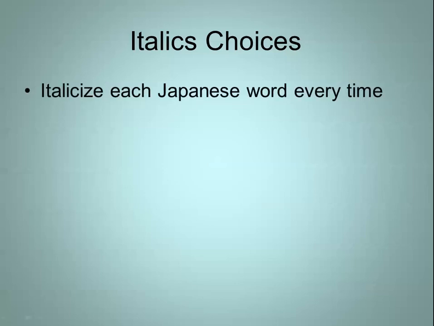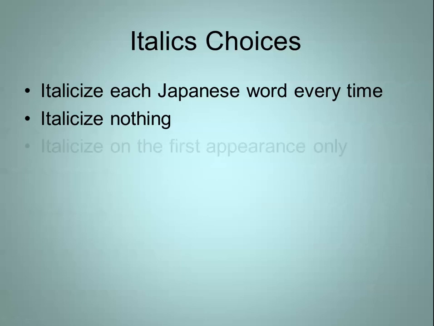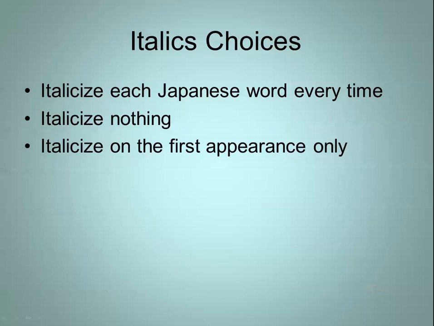One of your choices might be to italicize each Japanese word every time it appears in your paper. Pretty straightforward. Or you might decide, I'm not going to italicize anything. I wouldn't recommend that personally. Or you might decide, I'm going to italicize a foreign word, a Japanese word, on the first appearance only, and then every subsequent time that it appears in my manuscript, I'm going to leave it in regular font. Any of these are okay, although I certainly would prefer the first or the third, as long as you are consistent.